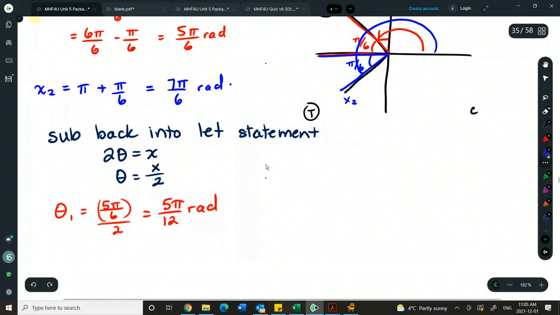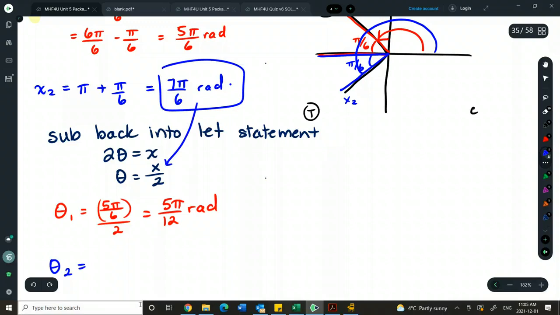Theta 2, we're going to get from x2. So I'm going to take this, plug it right in here. 7 pi over 6, divide by 2. I'll get 7 pi over 12 radians.